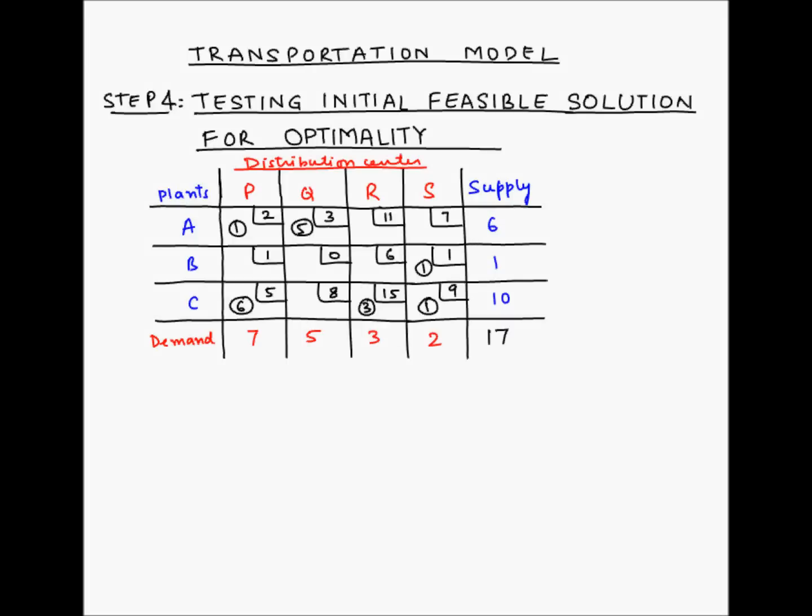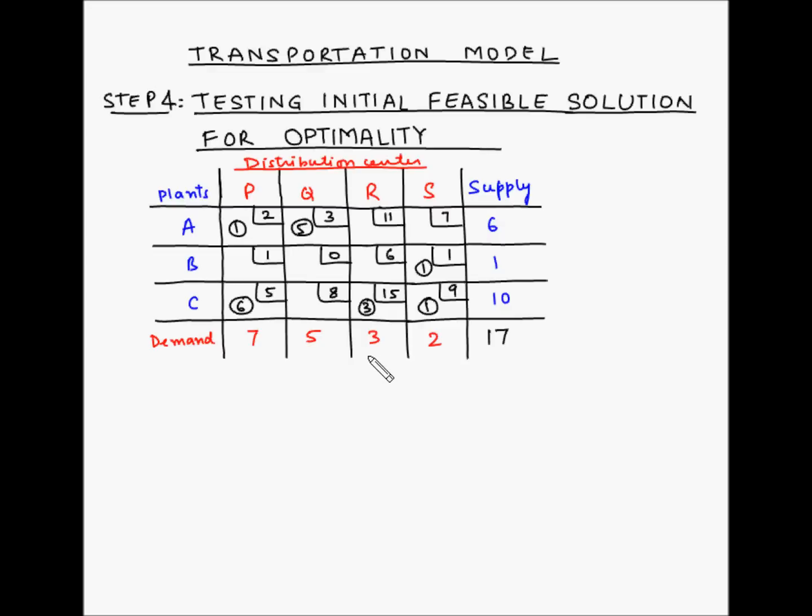In the previous video, that is step number 3 for solving the transportation model, we saw how to test the initial feasible solution for acceptability, that is, whether the initial feasible solution is acceptable to test for optimality. Now in this video, we look at step number 4, which is to test the initial feasible solution for optimality.